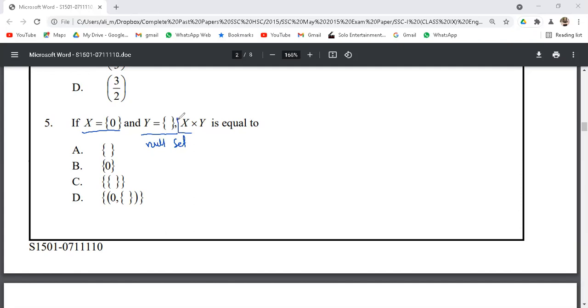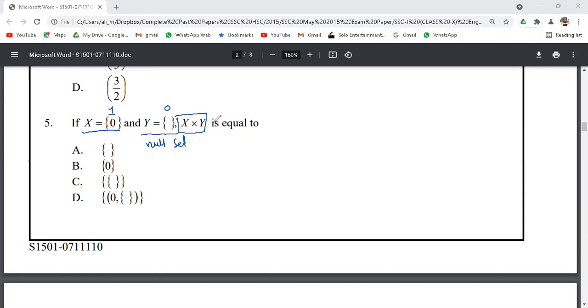And we have to find the Cartesian product x cross y. Whenever we are taking the Cartesian product between two sets, the number of ordered pairs in that Cartesian product is equal to the number of elements in the first set multiplied by the number of elements in the second set. So we have only one element in this set and we have 0 elements in this set.